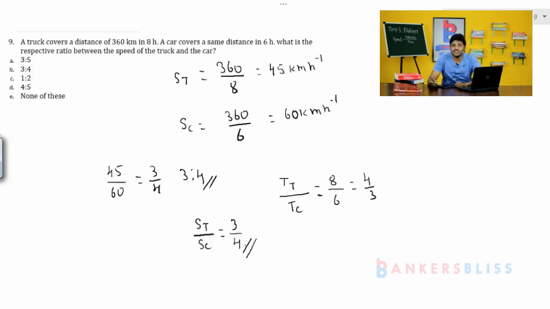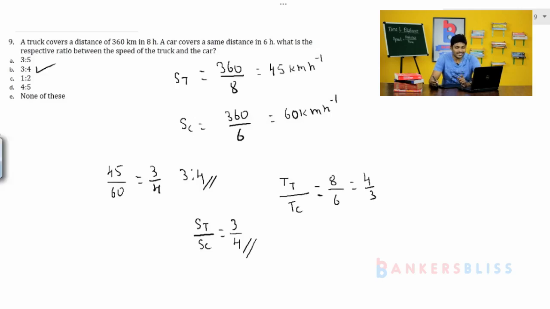See how easy it is, because they are traveling the same distance. Because of the same distance, you neglect the distance, and speed will be inversely proportional to time. So, because of that reason, the ratio of speed will be the inverse of the ratio of time. Okay. So, speed of the truck by speed of the car is equal to inversely proportional to their time. So, 4/3 was the ratio of time, now speed will be 3/4, that is 3:4. You can save a lot of time. Option B is the right answer.